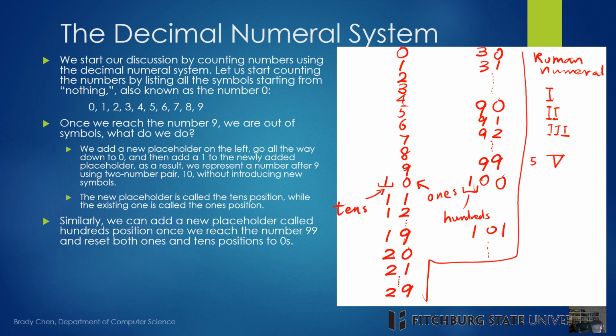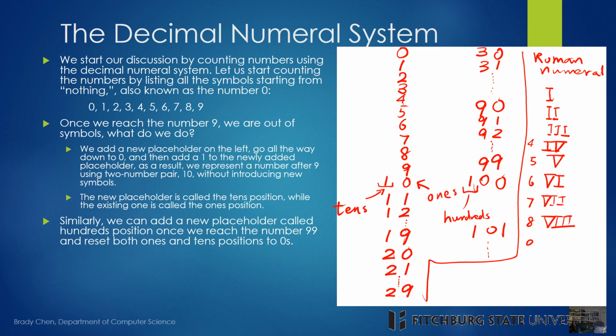Now in Roman numeral, we can represent 4 by combining the V and I. So we can put the V, which is 5, but we need to reduce 1, right? We need to subtract the 1. So that means we're going to put the I on the left, which means 5 subtract 1, which is 4. Now for 6, we're going to put the V and put the I on the right. Okay, 7 is VII, and 8 is VIII.